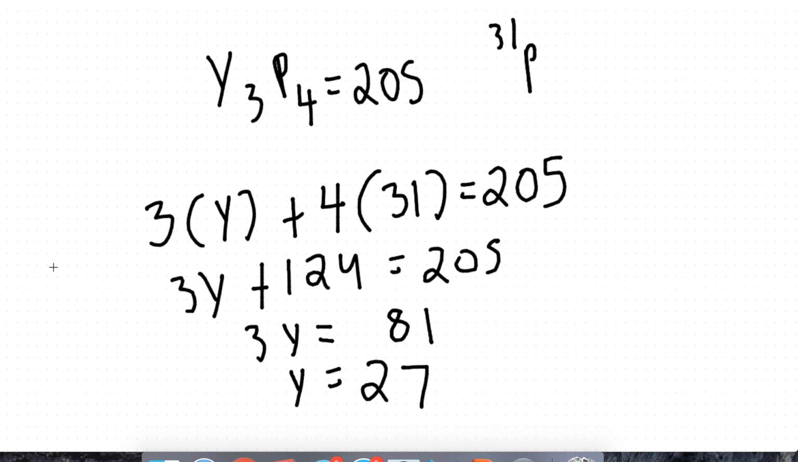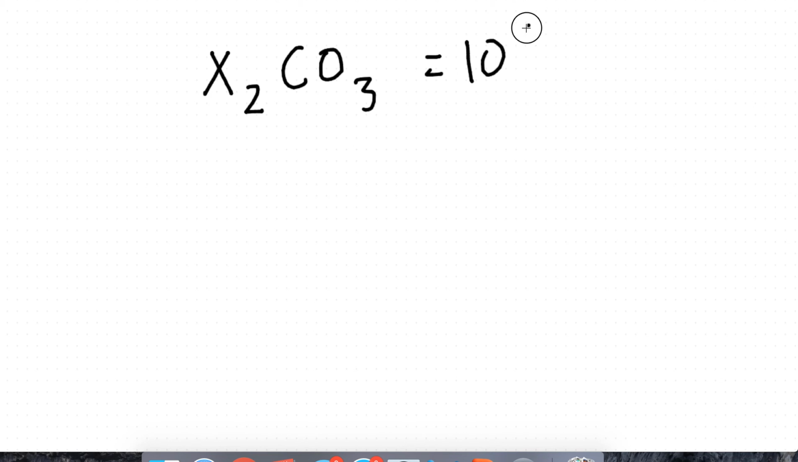Now, SPM clone question. Wow, clone question. This should be interesting. Write this down, guys. A compound with a formula X2CO3 has a relative formula mass of 106. Okay. What is the relative atomic mass of X? They gave us the atomic mass of C and O. C's mass is 12, O's mass is 16.